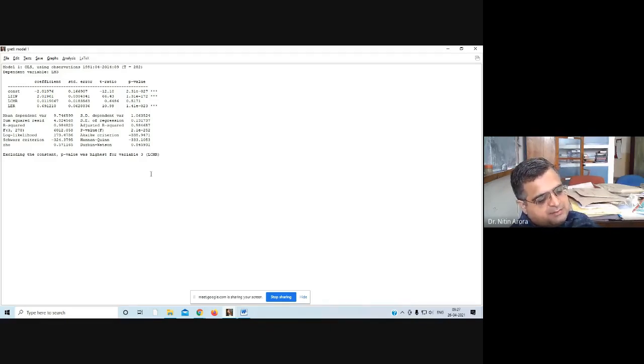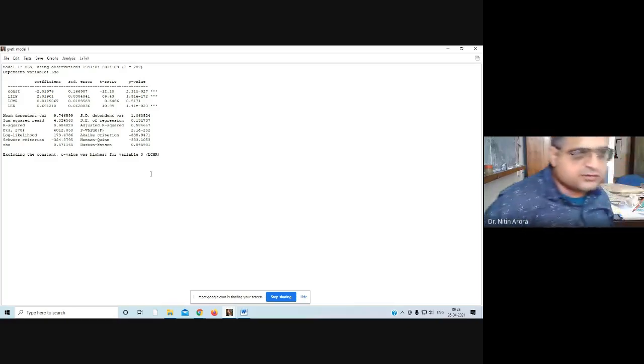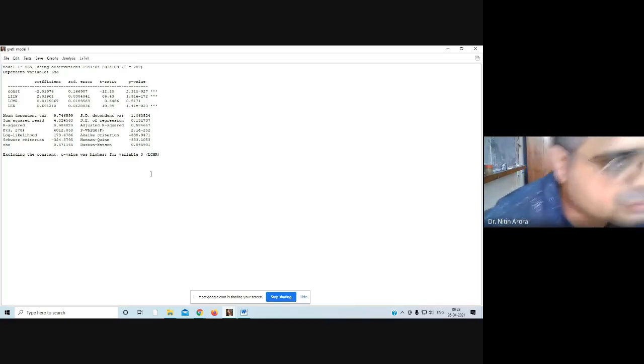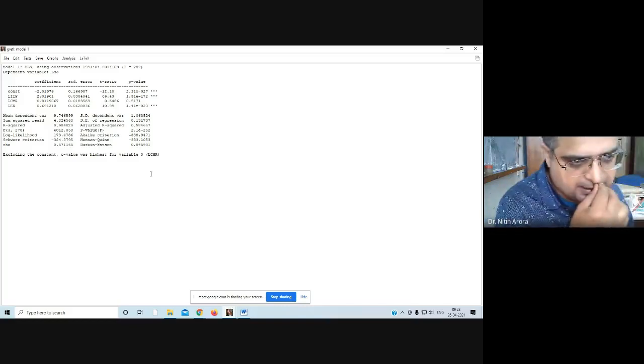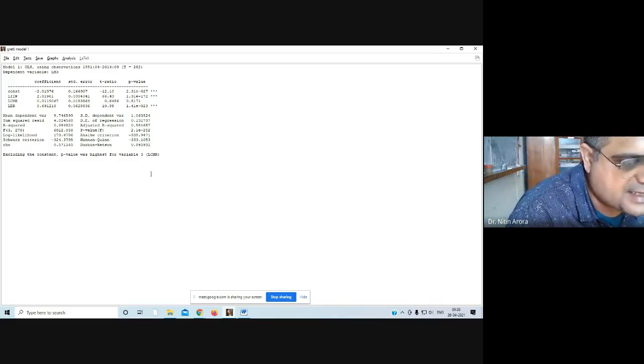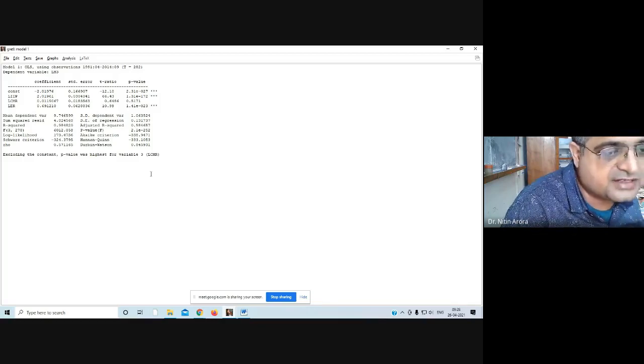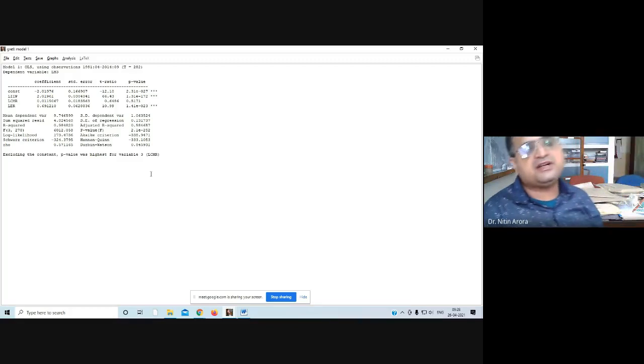So this is the problem of autocorrelation, the problem of spurious regression. Though coefficients look statistically significant, they look very high, they look very significant, and the fit seems to be good, but ultimately the fit is not good.